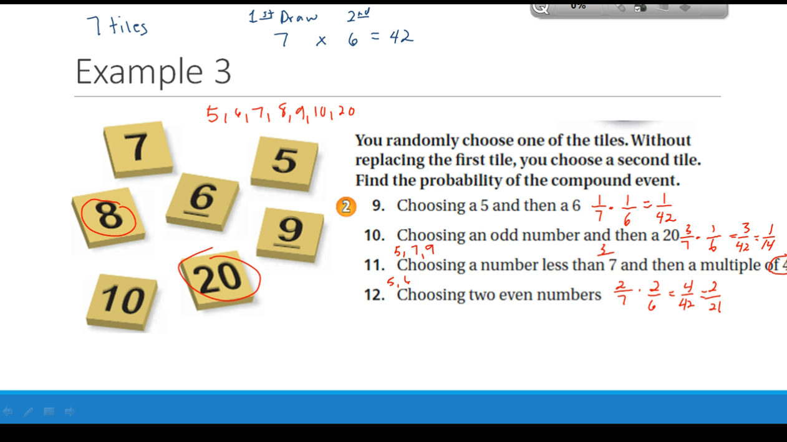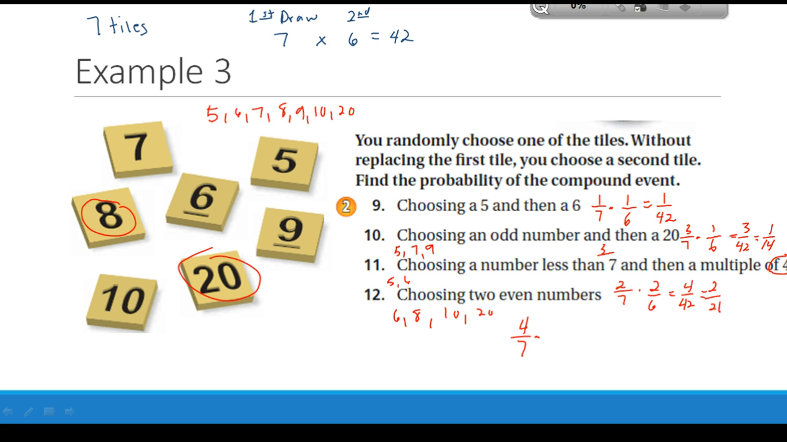And then choosing 2 evens. Okay, so 2 evens. Well, on the first go around, how many even numbers are there? Well, the even numbers are 6, 8, 10, and 20. And there are 4 of them, and there are 7 choices.